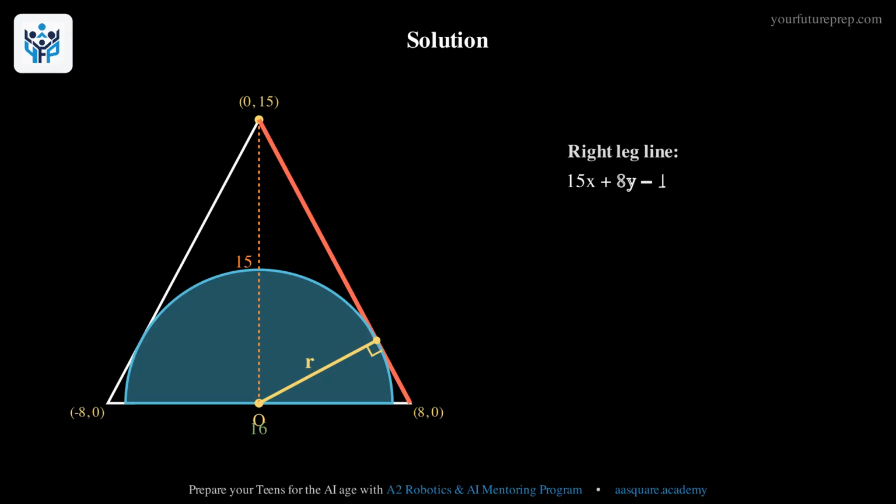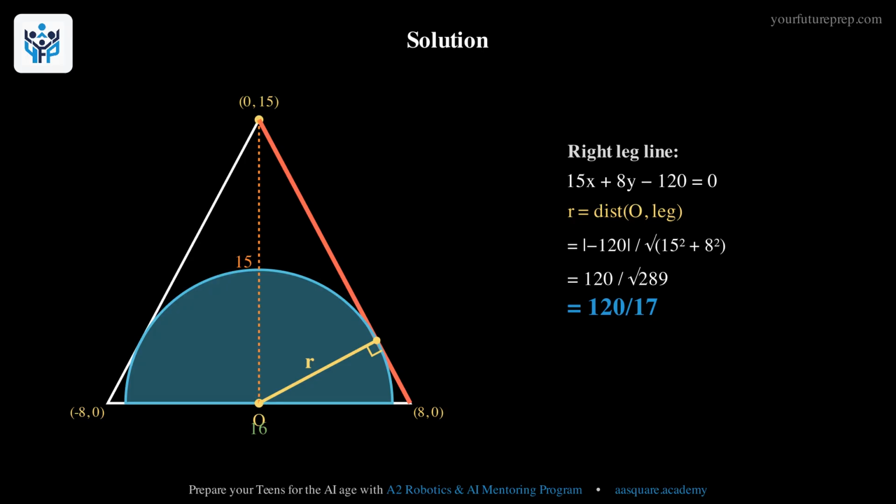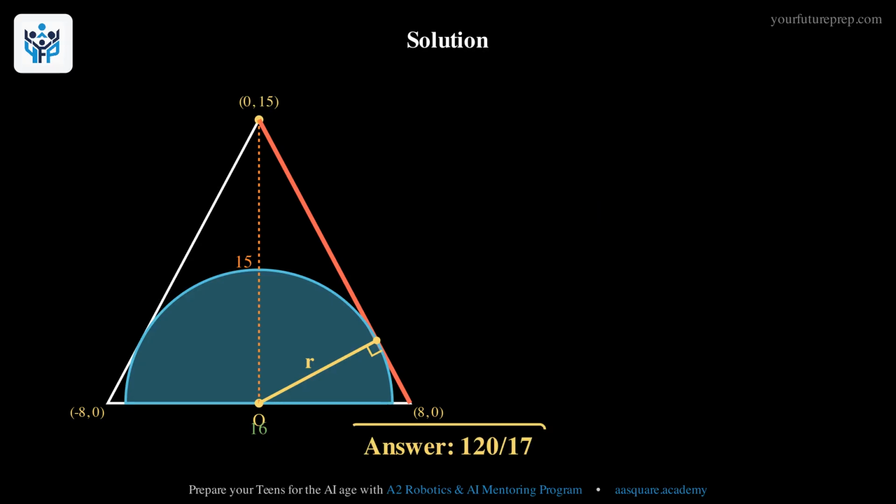Let's find that distance. The right leg goes through 8, 0 and 0, 15. So its line is 15x plus 8y minus 120 equals 0. The distance from the origin to this line is the absolute value of -120 divided by the square root of 15 squared plus 8 squared. That's 120 over the square root of 289, which is 120/17. So the radius of the semicircle is 120/17, choice B.